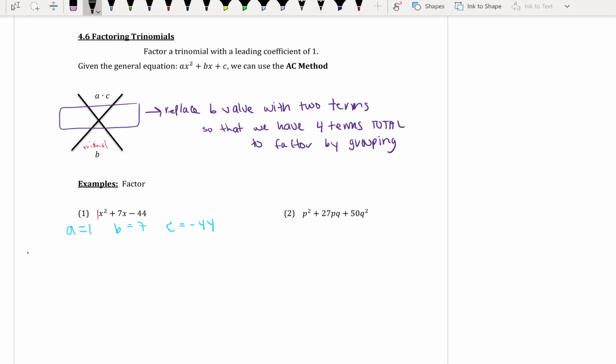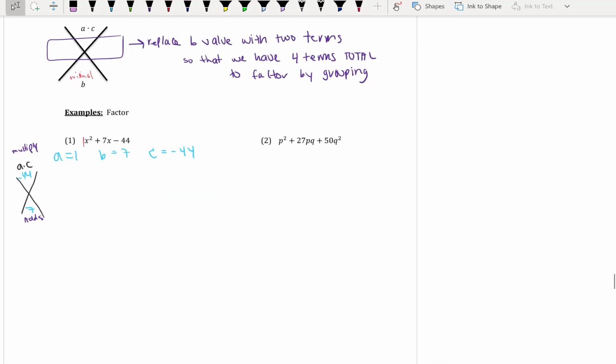If I'm going to use that AC method to help me out, I know that up on top I have to have my a times my c value. So a times c would be a negative 44. My original b value is 7. So now I want two terms that multiply to negative 44 and add to 7. If you need your scratch work, go ahead and use it.